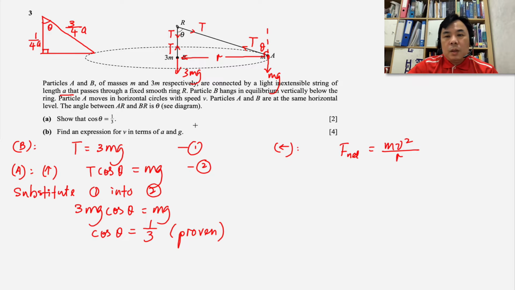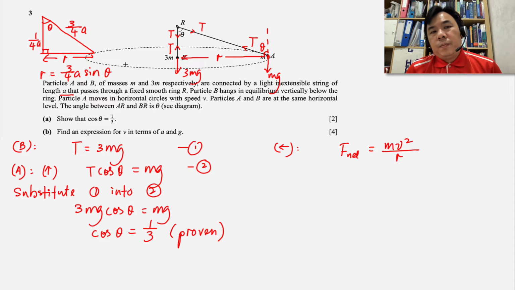Now from here we can work out the radius. The radius is here. We can work out the radius of the circular motion. That is typically r is equal to 3/4 a sine theta. I hope that is clear.